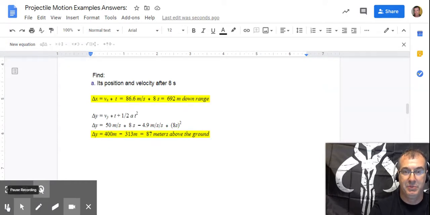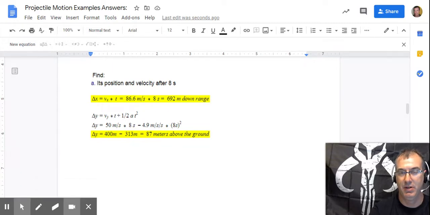Now that I have those pieces of information, part A asks for its position and its velocity after 8 seconds. So I'm looking for a horizontal distance and also a vertical height. Its position horizontally is relatively easy to solve for. The change in the x position is equal to the velocity in the x direction multiplied by the time. So I take 86.6 meters per second multiplied by 8 seconds, and it is 692 meters downrange.